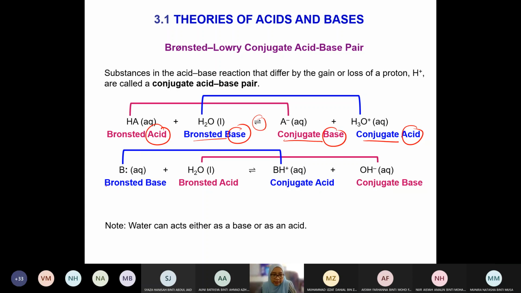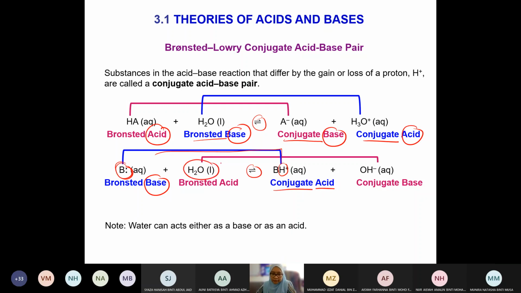Alright, another example. So this is base. Why is it a base? It is a proton acceptor. Initially it is without hydrogen, without proton, and then after the reaction it accepts a proton. That's why it is a base. This is a proton acceptor. Same goes to the reverse. If you reverse, initially it has one proton, and after the reaction it becomes without the proton. So BH+ is actually an acid. It just sits after the reaction, so we add in the conjugate.